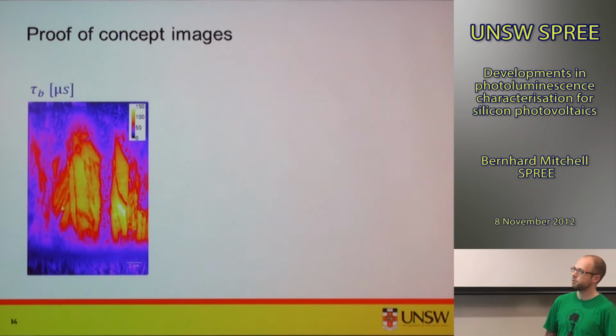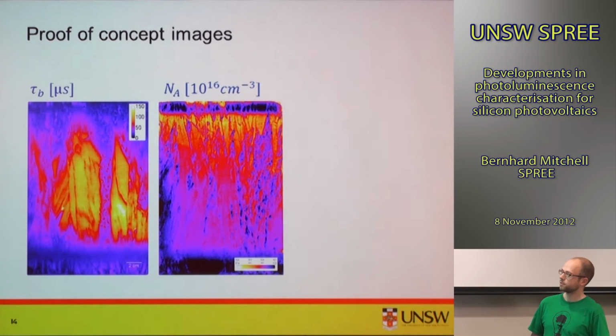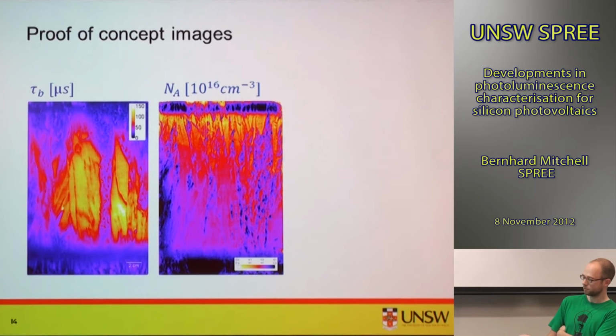So the proof of concept images, here I show a bulk lifetime image of a silicon brick, a multicrystalline brick. We can see central structures with high lifetime grains and lower lifetimes on the top and bottom. And I can transfer that also into a doping image by a simple equation, and it shows us the doping increasing with the height of the brick. This doping is scaled by using resistivity measurements, because the transfer into doping is just relative. I don't want to go into much detail here.